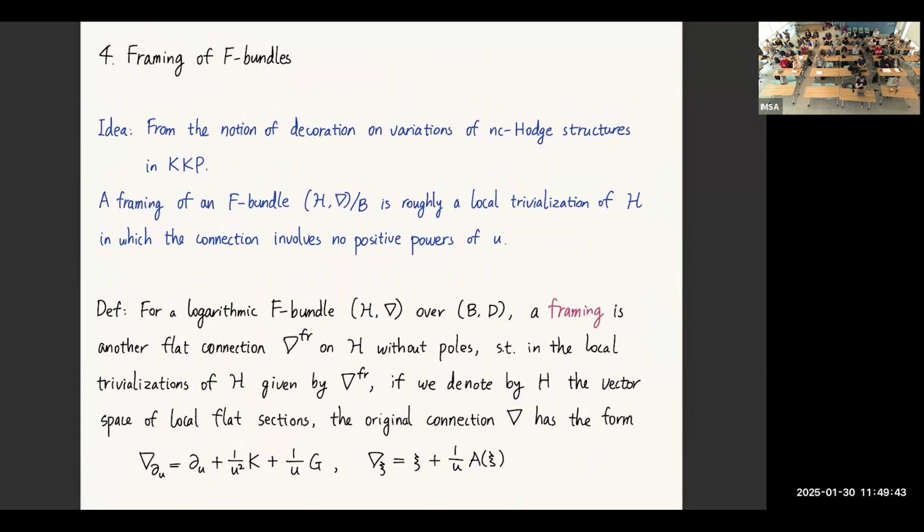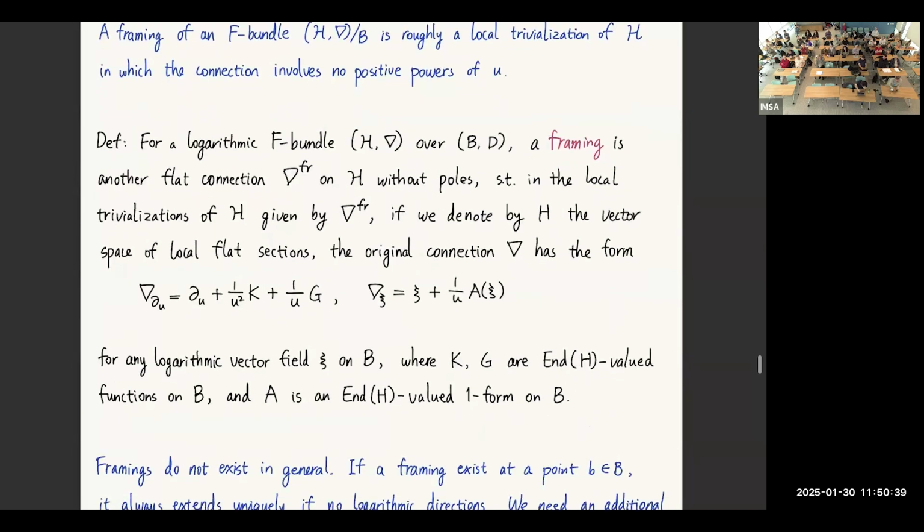So we can give a precise definition. Local trivialization can be phrased as another flat connection on the vector bundle without poles, such that if we take the local trivialization given by that nabla frame, the framing connection, then we can write the original connection in this matrix form. And when we write it using the trivialization in the matrix form, we get no non-negative powers of u. So here we only get the second order pole and the first order pole, and no other terms, so we only get 1/u squared and 1/u. That's what framing means.